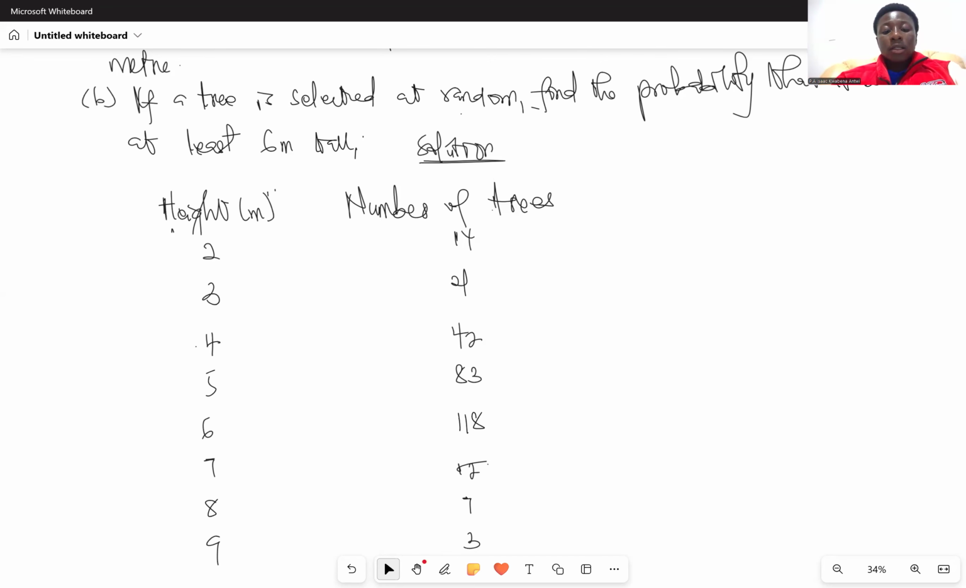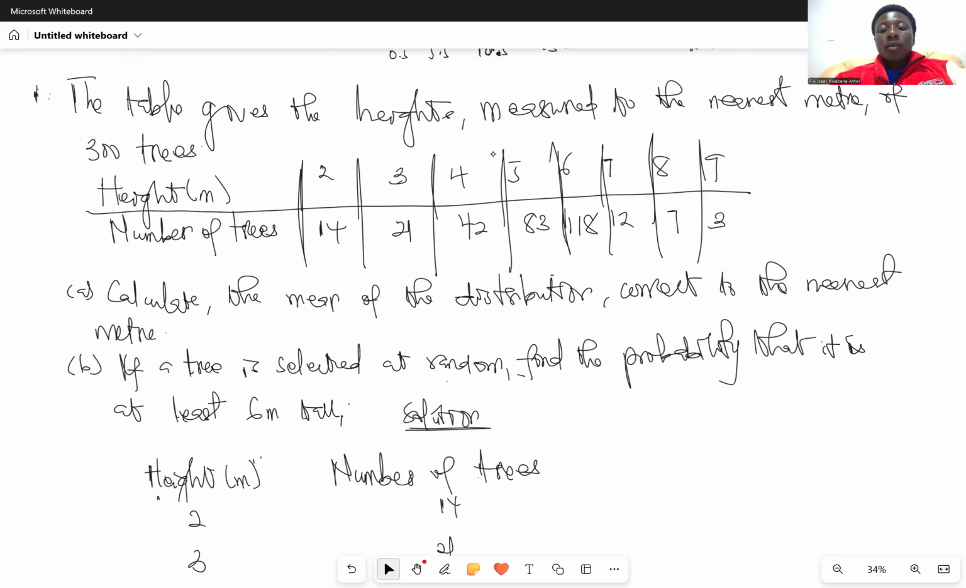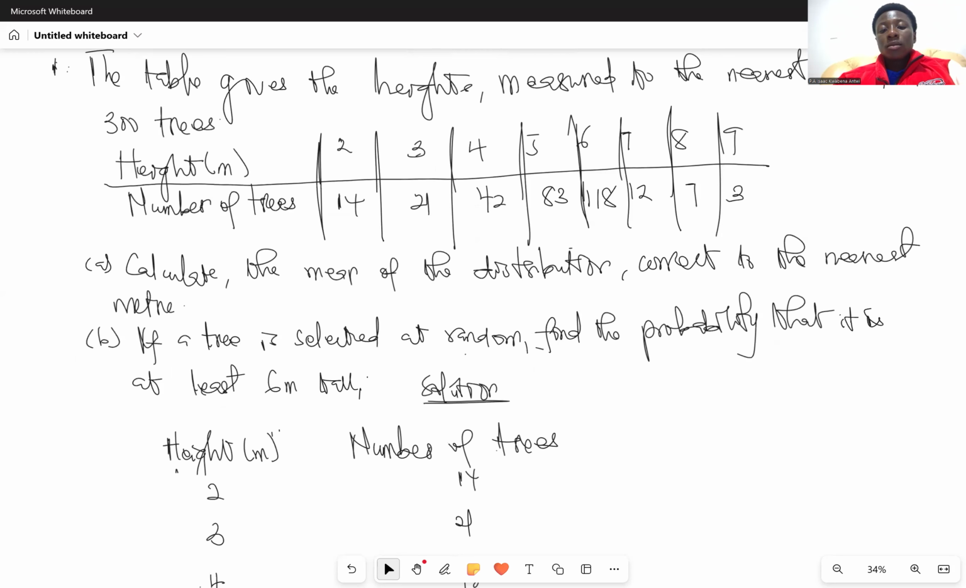So the question says the table gives the height of trees, 300 trees, measured in meters, and you have to calculate the mean of the distribution. So it's the height of 300 trees. What are the possible heights found from those 300 trees? What are the heights of the trees?